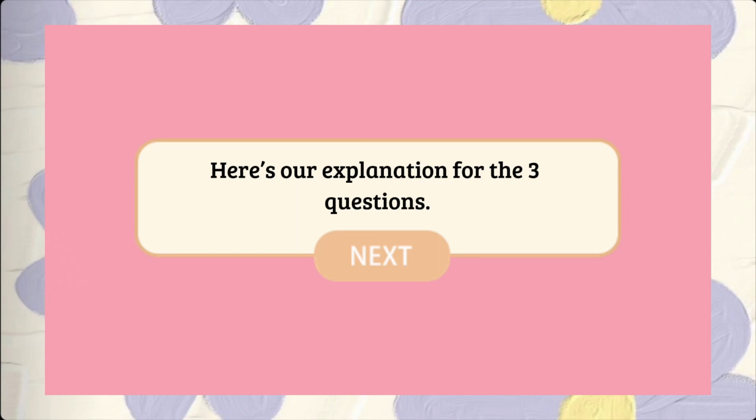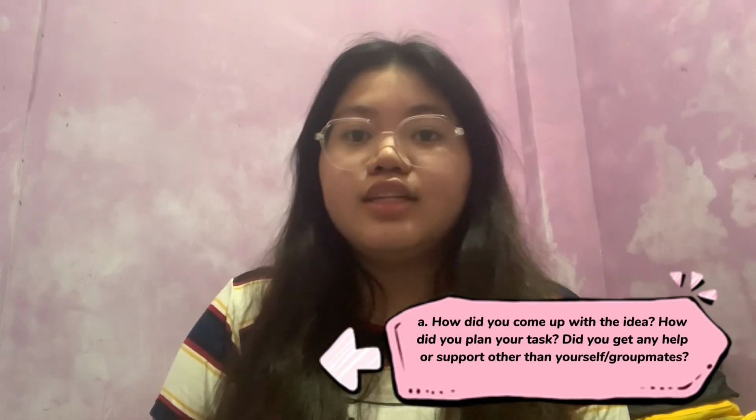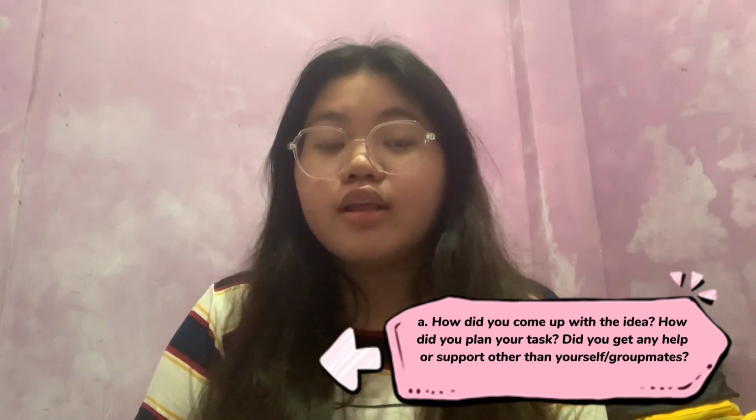Here's our explanation for the 3 questions. So, in letter A, the question is how did you come up with the idea, how did you plan your task, and did you get any help or support? Our answer is we identified the necessary stages, generated ideas, and sought assistance from the internet, which provided us with accurate information and sage advice.